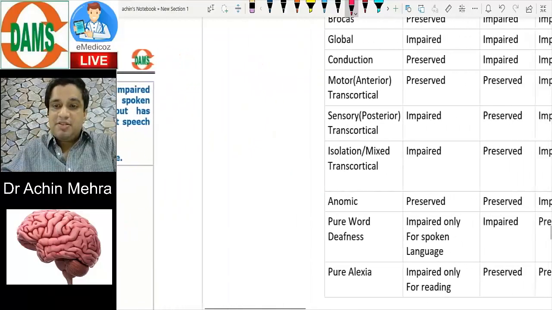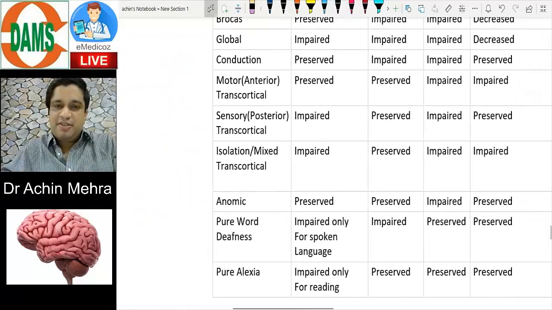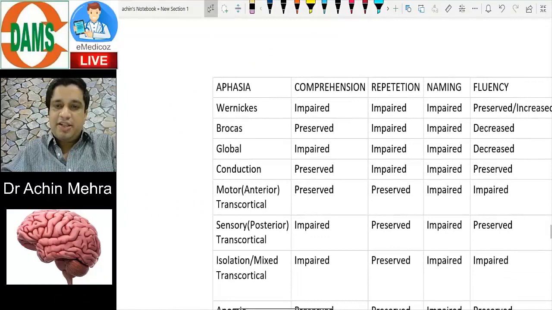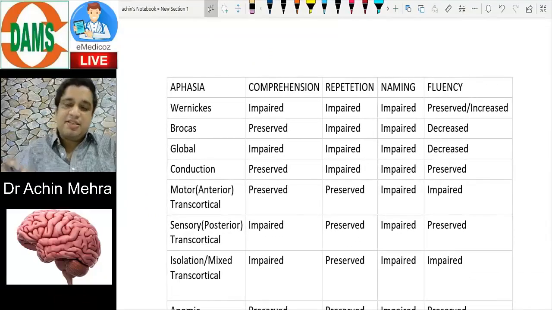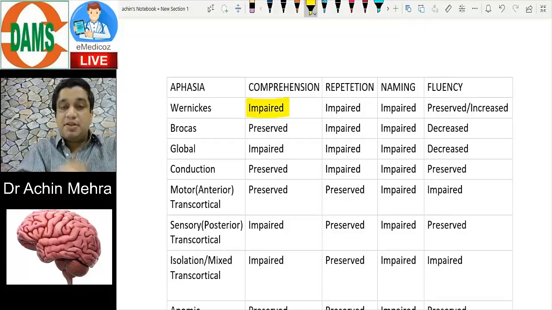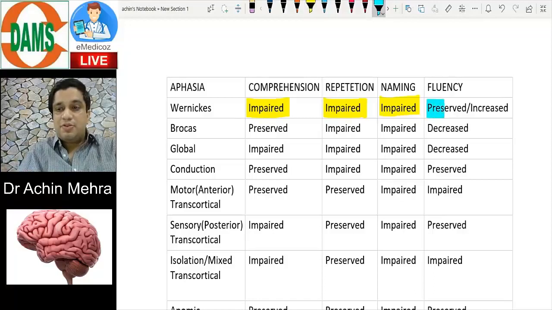What are the other kinds of aphasia? Let's quickly revise them in a very quick go. Wernicke's aphasia: there was a lesion in the Wernicke's area. What happened with the patient? His comprehension is impaired. He cannot understand. Since the patient cannot understand, he cannot repeat. When he cannot understand, he cannot name an object, but that patient can speak. So his fluency is preserved or might even increase.